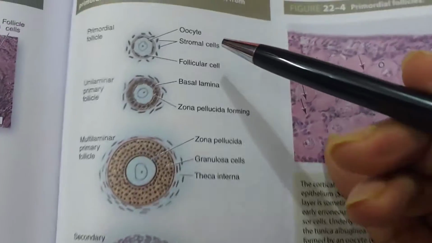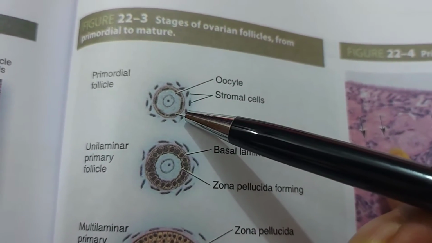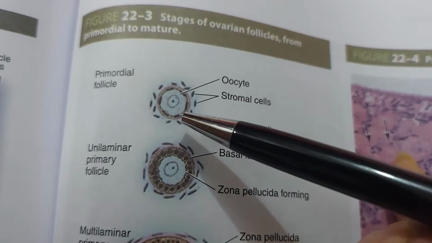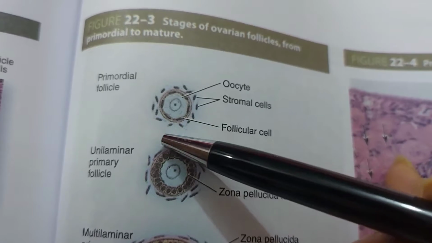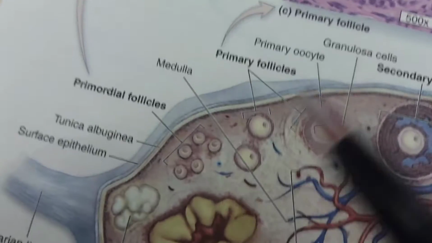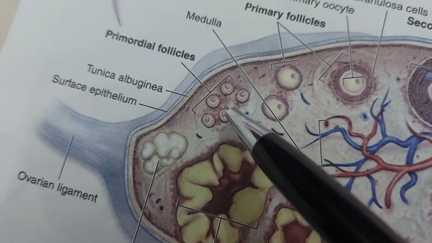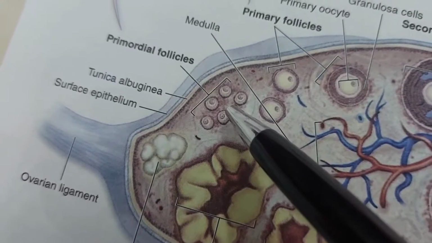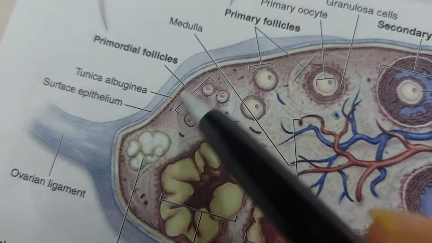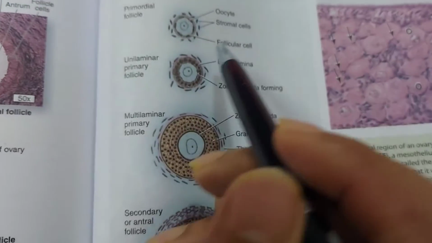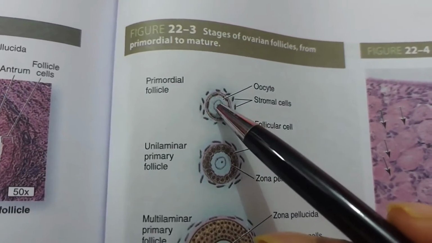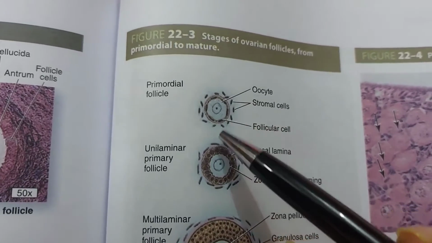Here we can see the follicle. This is the primordial follicle. Here we can see the oocyte in the center, and this oocyte is surrounded by the follicular cell, and there are some stromal cells. In this picture, if we look closely, here is the oocyte, surrounding it the follicular cell, and outside the follicular cell, these are the stromal cells. So here is the primordial follicle, where we can see the oocyte, the follicular cell, and the stromal cell.